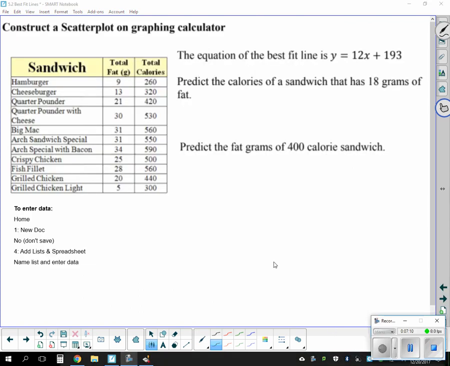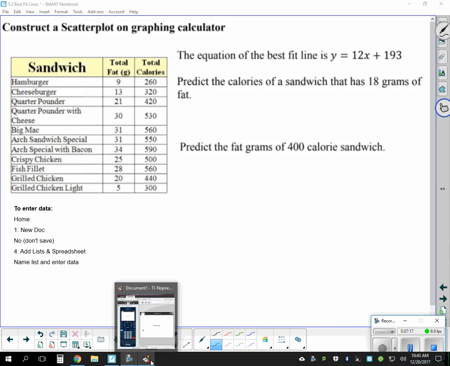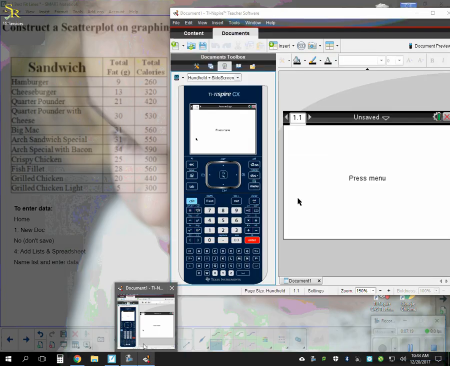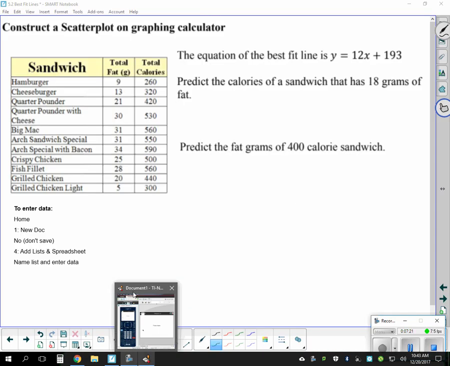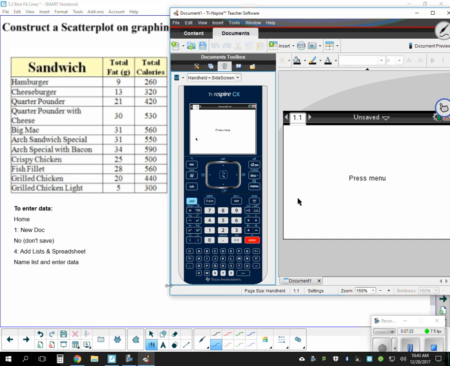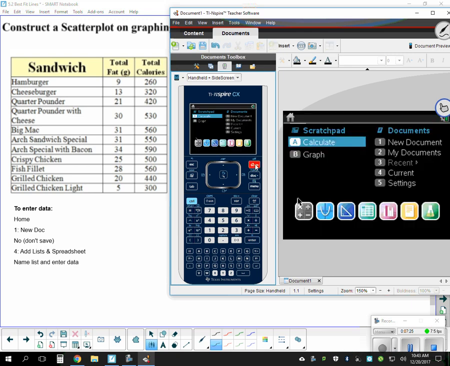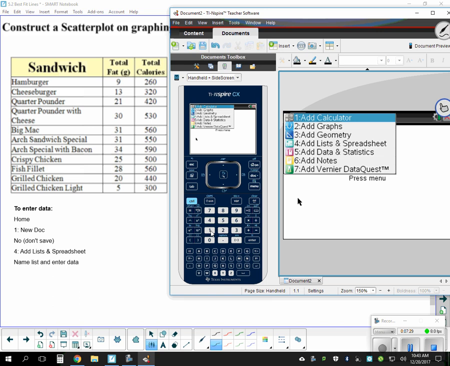Okay, now we're going to use the graphing calculators to construct scatter plots. So if you are watching this at home, you need to watch this part of it at school with a graphing calculator if you don't have one at home. Okay, so press your home button. We need a new document. Yours probably pops up and asks if you want to save it. You do not need to save anything.